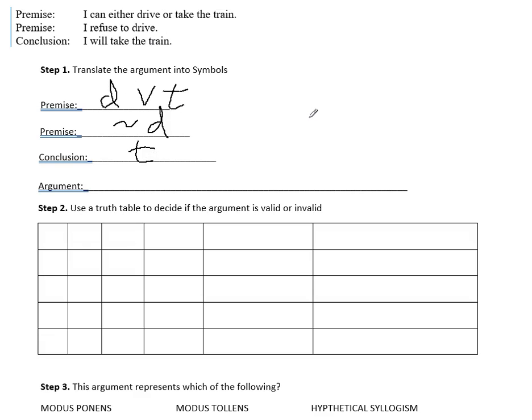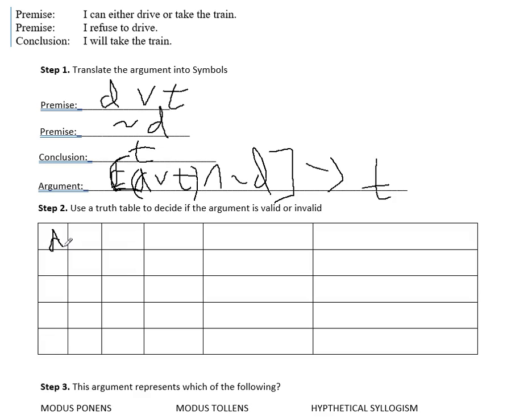The argument is then, assuming these premises are true, assuming that we have D or T and not D, does that then imply T? Given D or T and not D, does that imply T? That's the argument. That's what we're trying to decide. So our variables here are D and T.